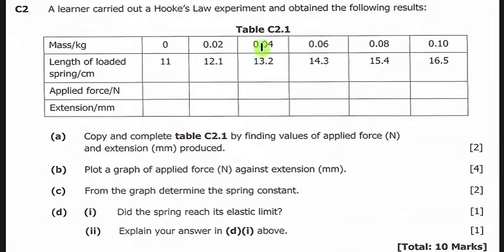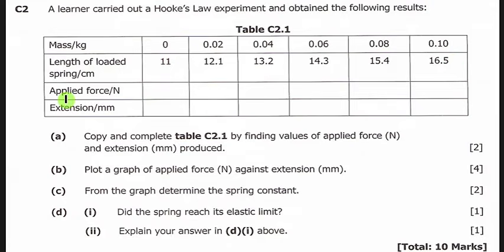When adding another mass of 0.04, the spring stretched from 11 to 13.2. When adding 0.06, the spring stretched from 11 to 14.3. When adding a mass of 0.08, the spring stretched from 11 to 15.4. When adding a mass of 0.10, the spring stretched from 11 to 16.5.